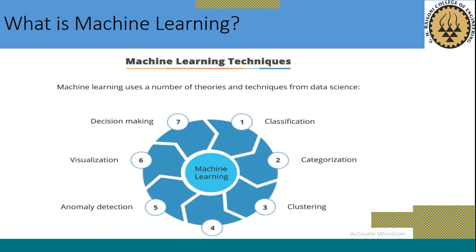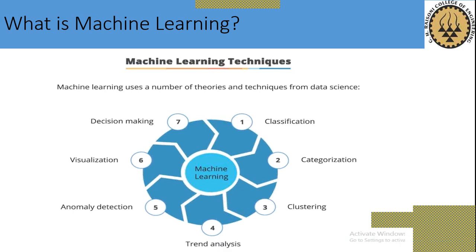The fourth one, anomaly detection, visualization, and decision making. The fourth one is the trend analysis. So we will see one by one what the different machine learning techniques are.